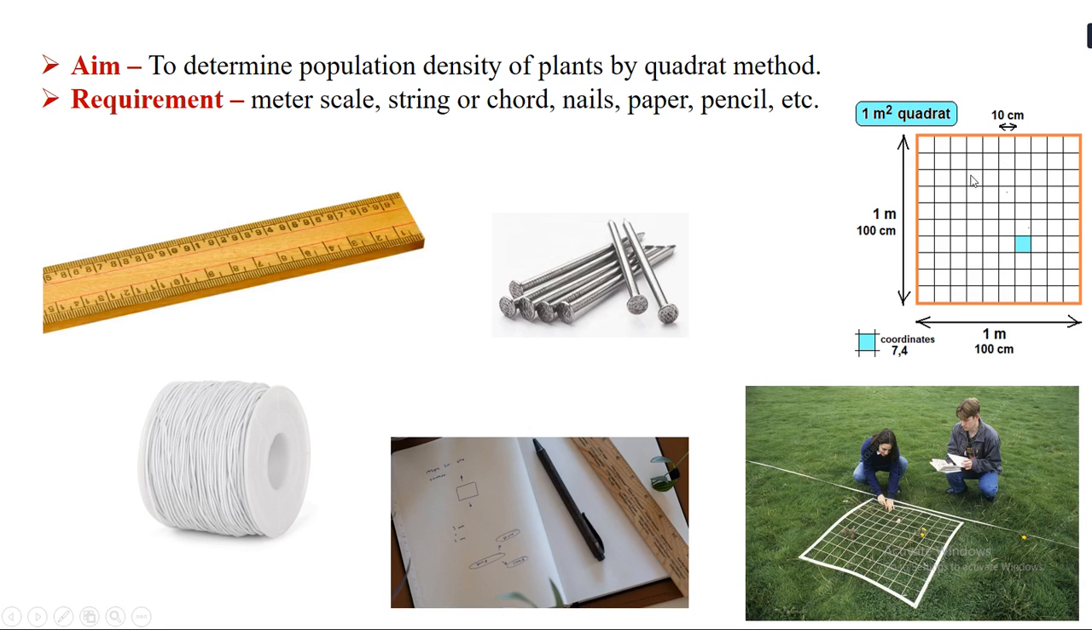So students, this is the quadrat, the diagram of the quadrat, and this is the actual quadrat that is used in the fields. The experiment that we are doing today is an experiment that is done in the field. It is more of a field work over here, where you make such quadrats and then you determine the population density of the plant species.